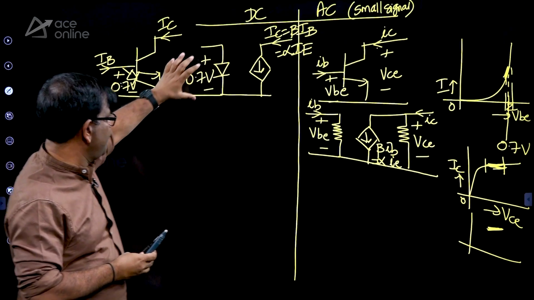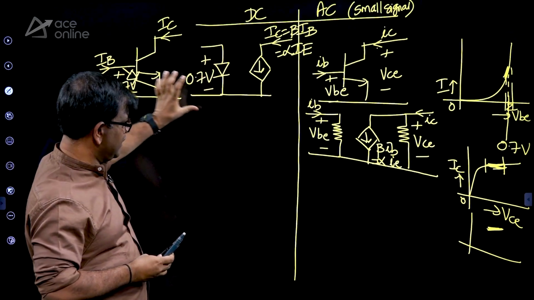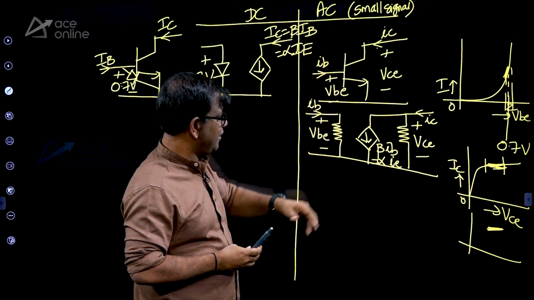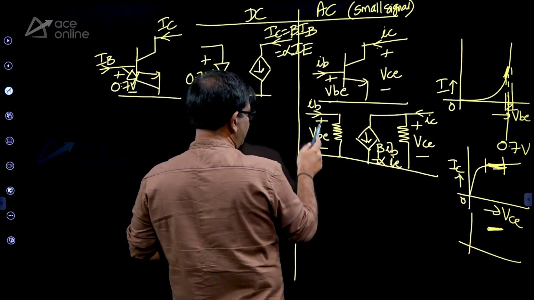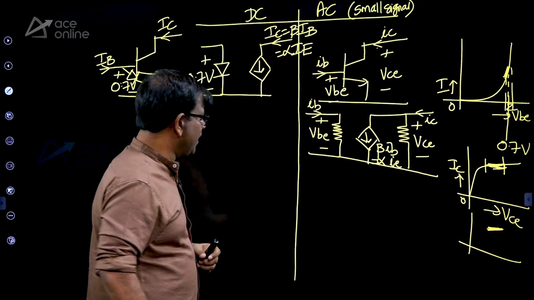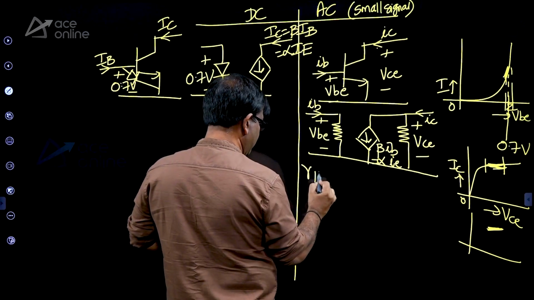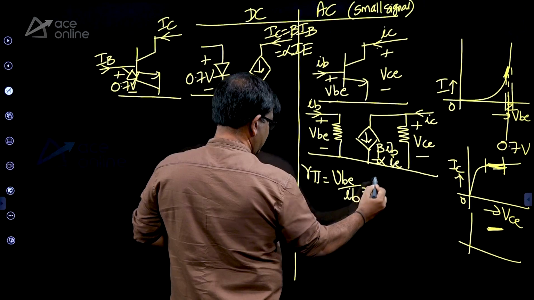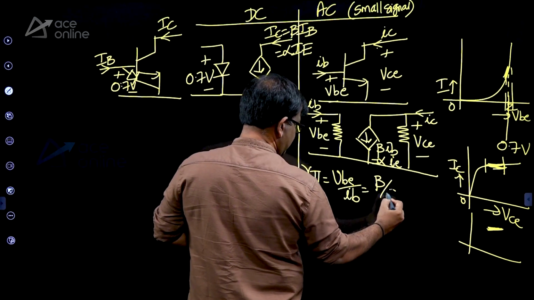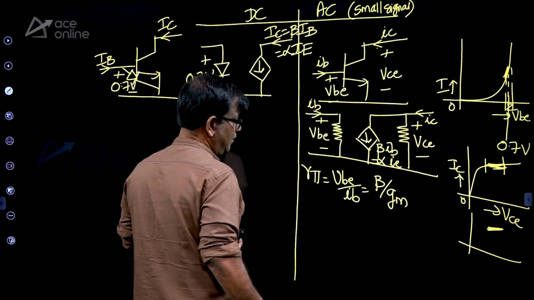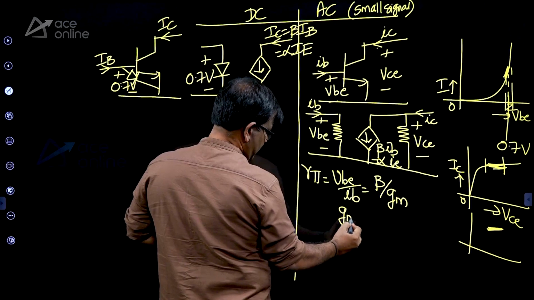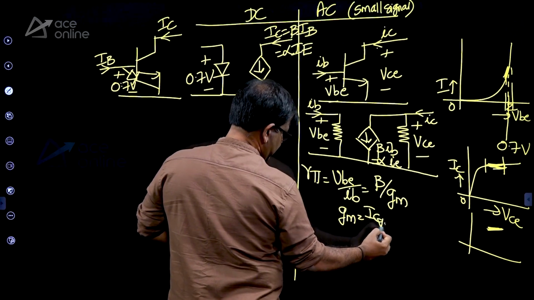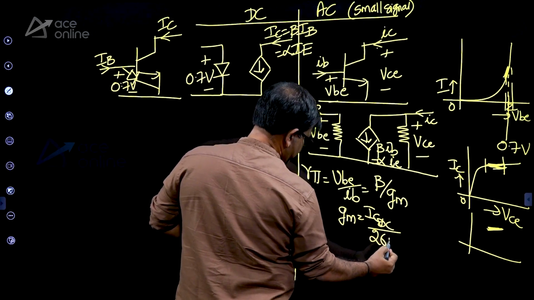So if you just take 0.7 volts, you're doing DC analysis. If you take a resistor here, then the resistor value is VB by IB. VB by IB, and some books call it R pi also. It is beta by gm actually, where gm is IC DC by 26 millivolts.